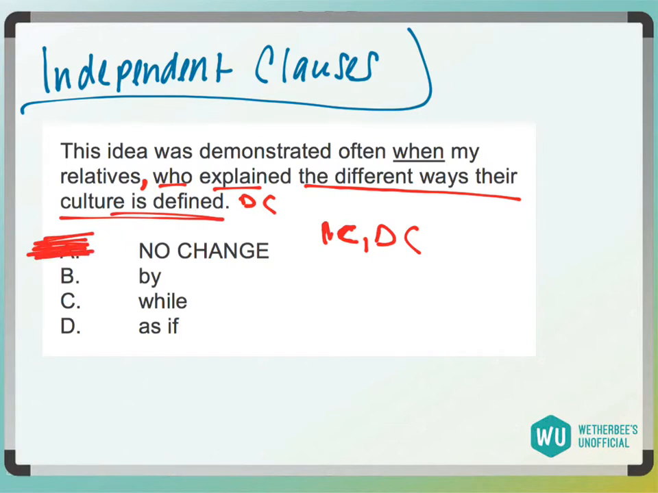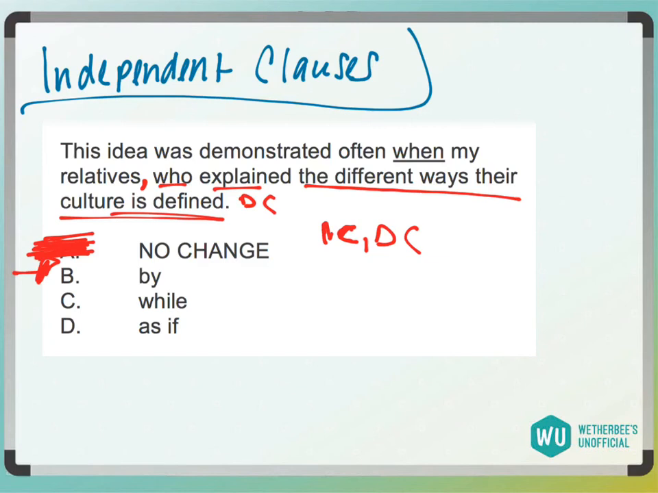So if this said, this idea was demonstrated often when my relatives, comma, who explain the different ways their culture is defined, comma, would do something, right? You'd have to have something on the end, because this right here, the idea was demonstrated often when my relatives, you would say when my relatives what, right? But if I say this idea was demonstrated often by my relatives, that is an independent clause.